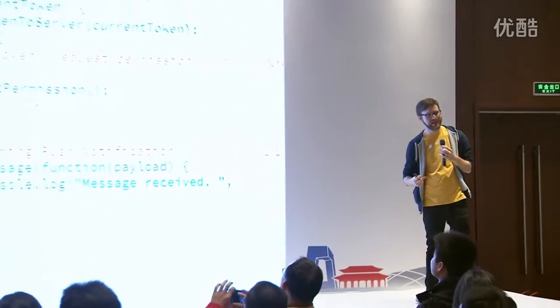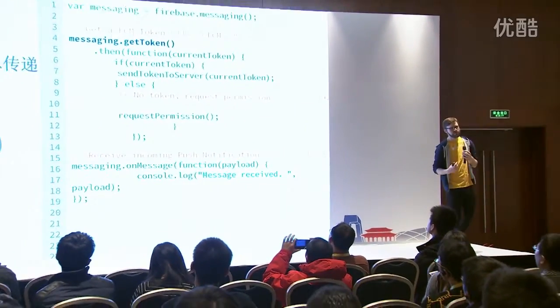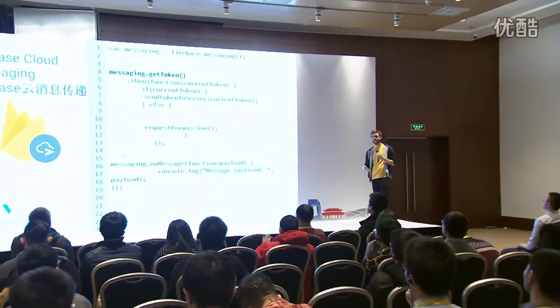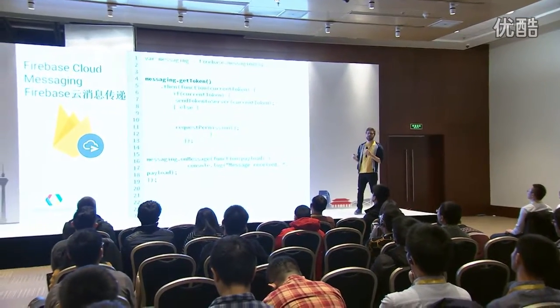So setting this up is pretty easy, just like all the other code we've looked at. We can get started with a messaging instance, so we get firebase.messaging, and then we call messaging.getToken. And this is going to get us a unique ID token that is generally said to refer to a device. In this instance, it actually refers to a browser instance.